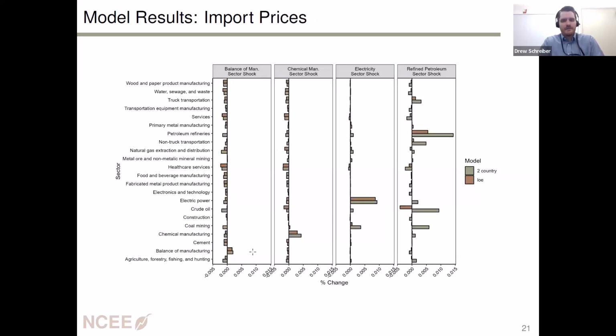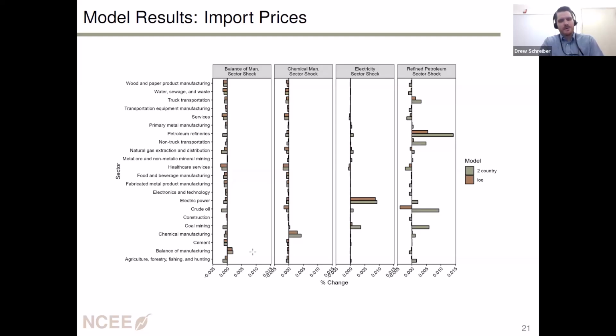And for price changes on imports, we see a little bit of a difference between the two country model and the LOE model. Although I will note that if you look at the horizontal axes, the numbers are quite small because the price elasticities are quite big. And so the price changes that are going on here are quite small, and it could be sort of numerical differences going on between the two models that are causing this.